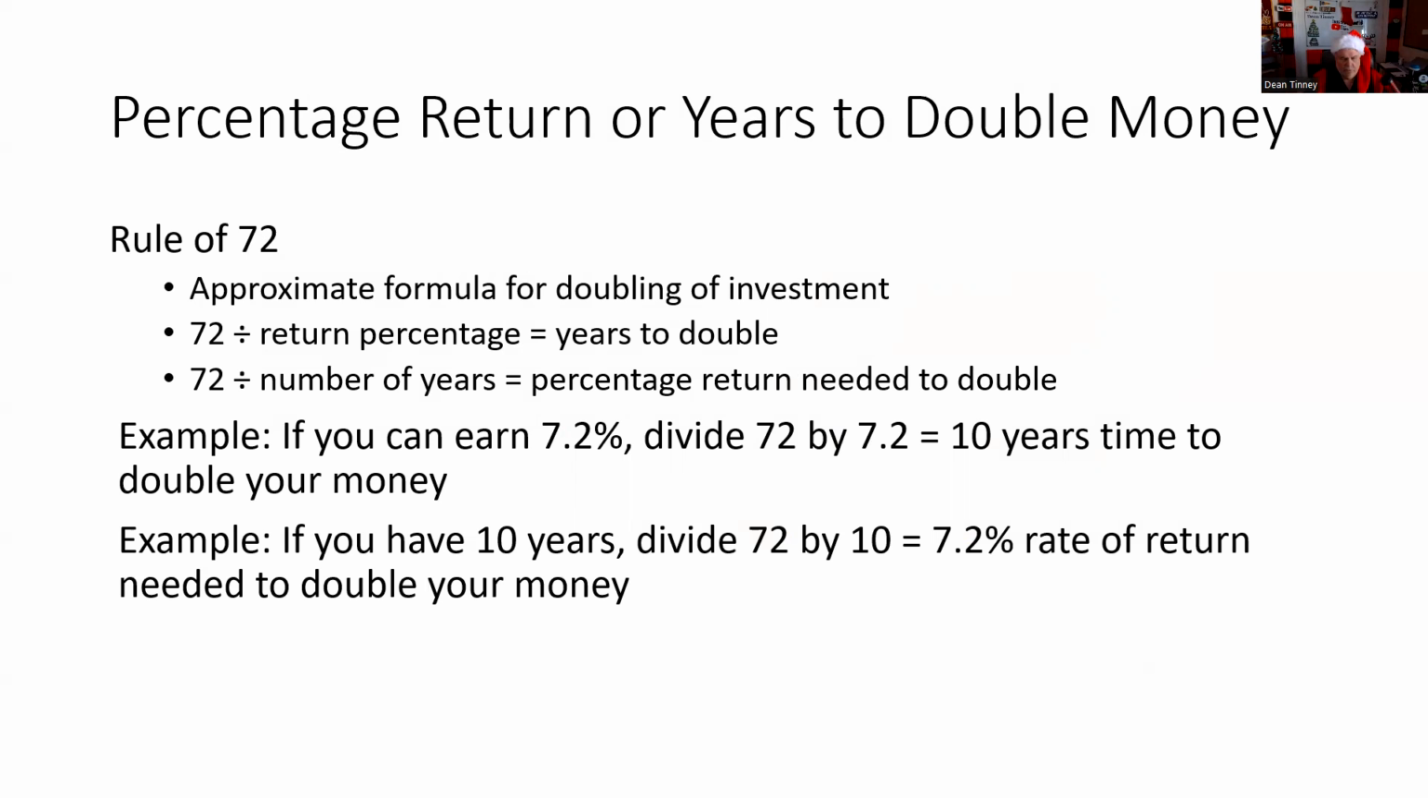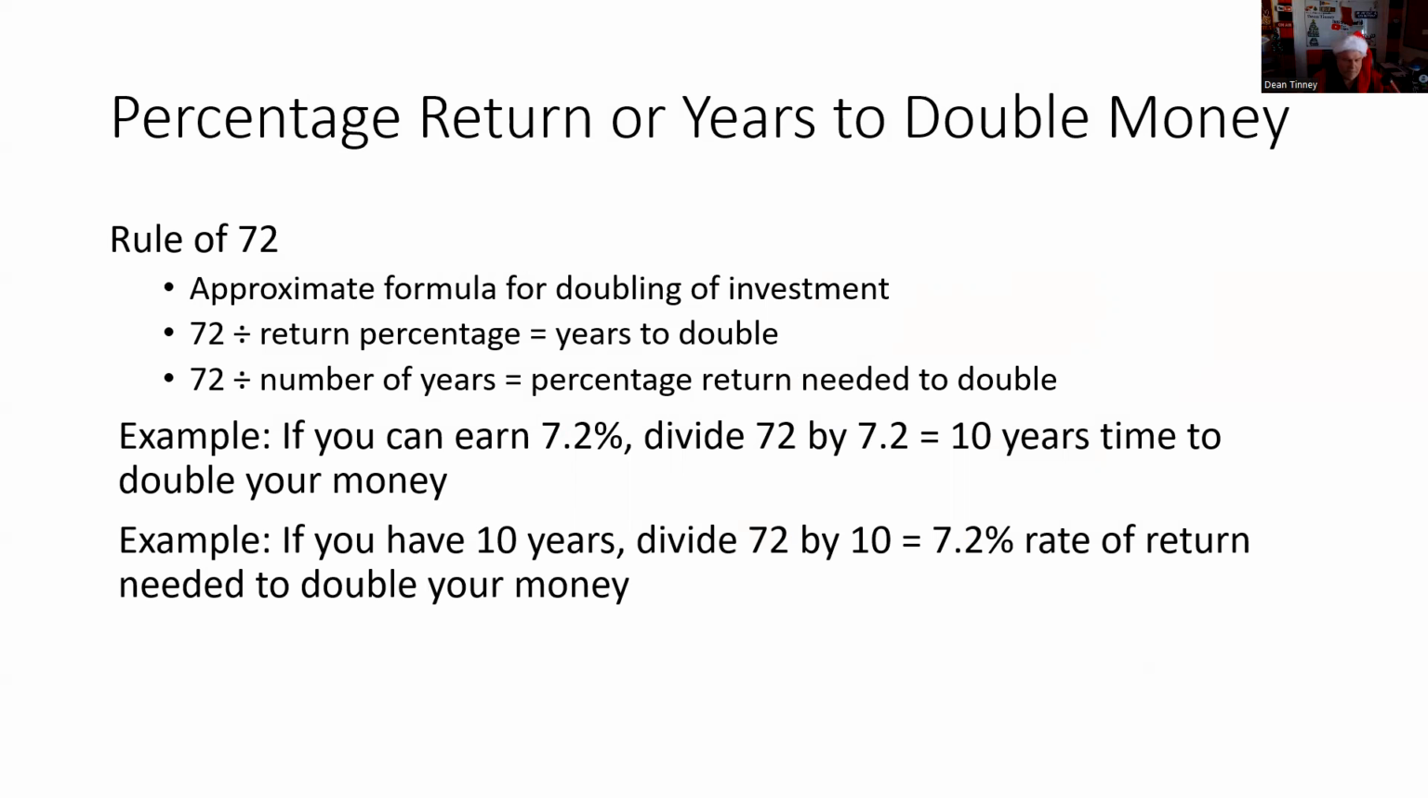It's the approximate formula for doubling of an investment. So if we want to know how many years to double, we take 72, we divide by the percentage, and that will tell us how many years to double our money. Or if we want to know what percentage we need to double our money in a certain number of years, we divide 72 by the number of years, and that tells us the percentage.